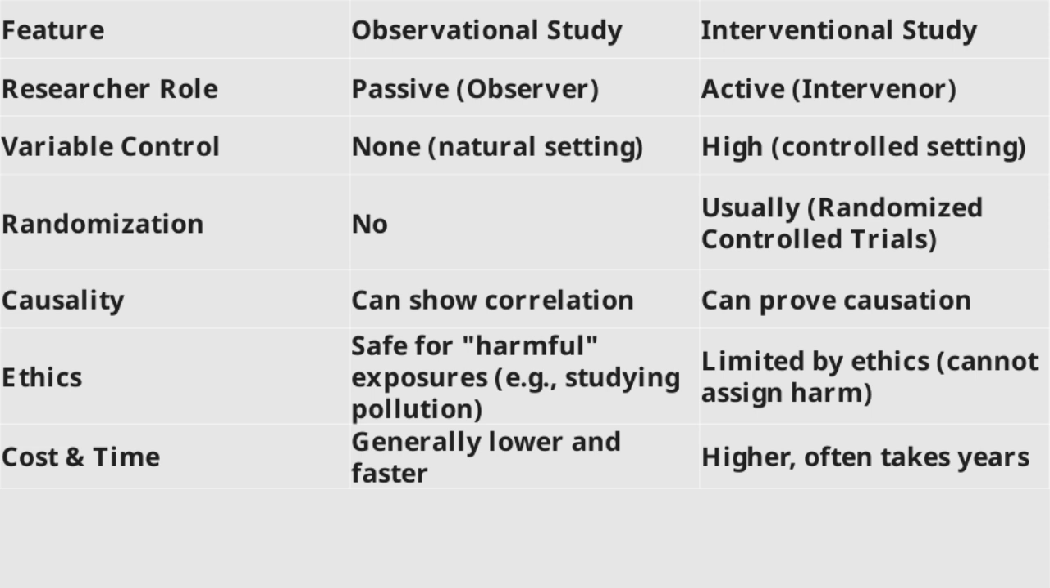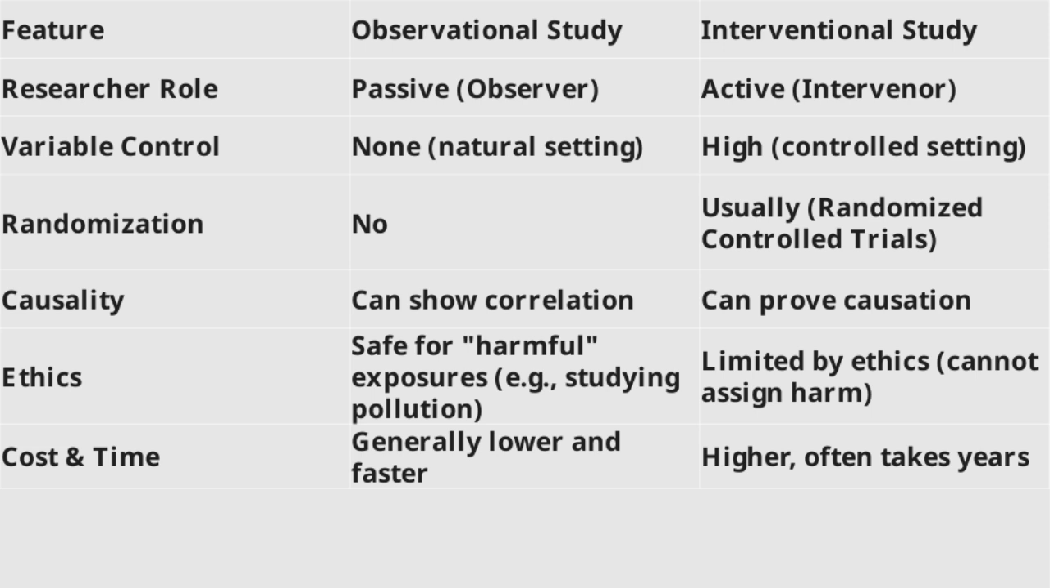Another important point is causality. Observational studies can show an association or correlation between variables, but they can't definitively prove causation. Interventional studies, especially randomized controlled trials, are designed to do just that. They can demonstrate causality. Ethics also play a significant role. Observational studies can safely examine potentially harmful exposures, like pollution, because no one is being intentionally exposed. However, interventional studies are limited by ethical considerations. They can't assign harmful exposures to participants.